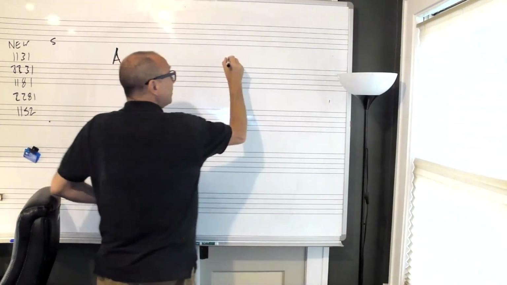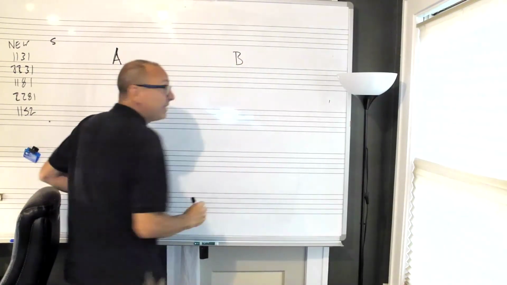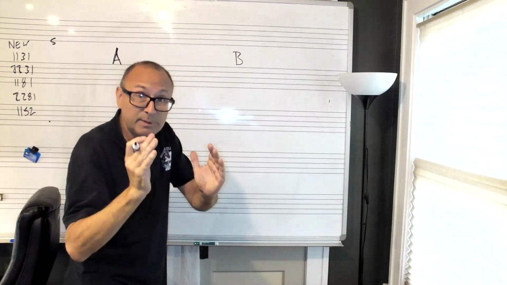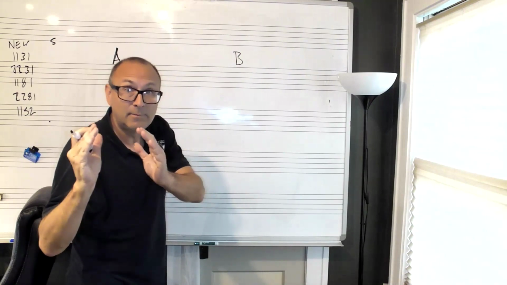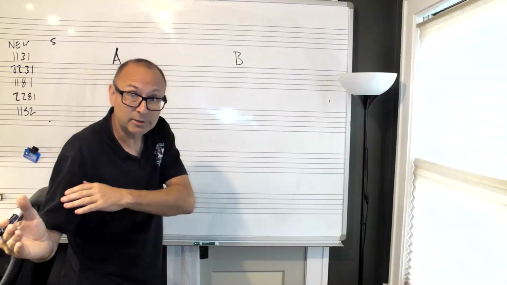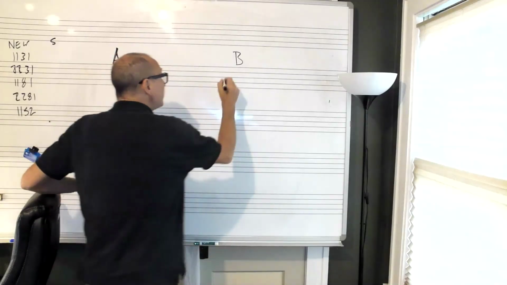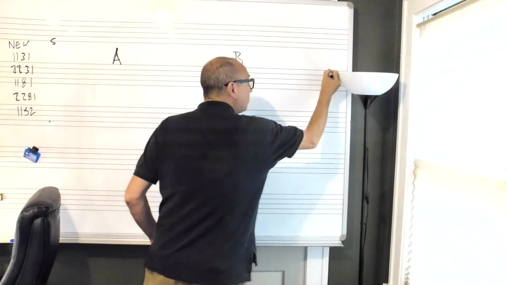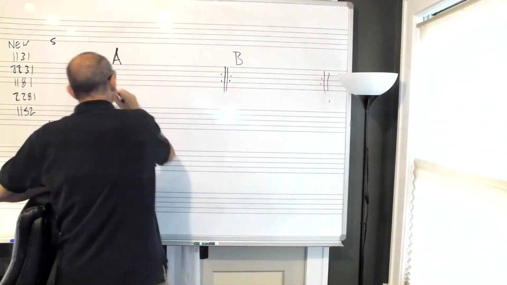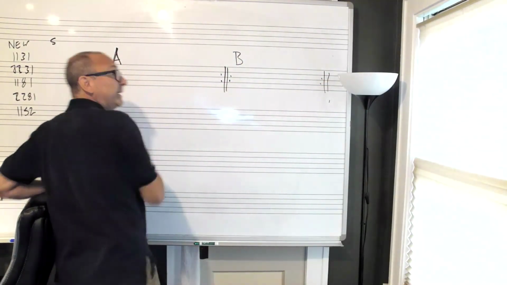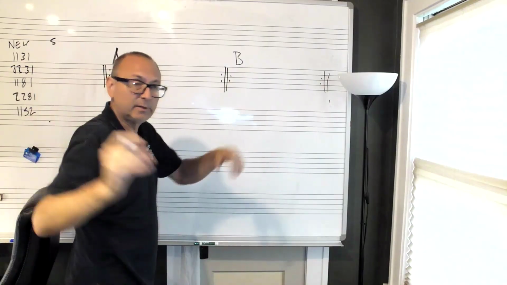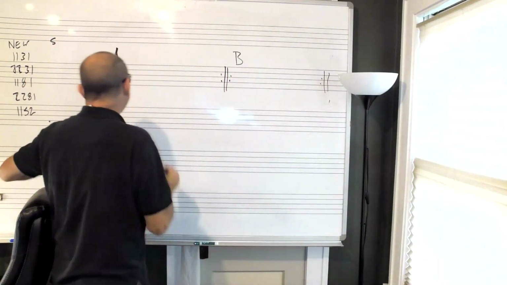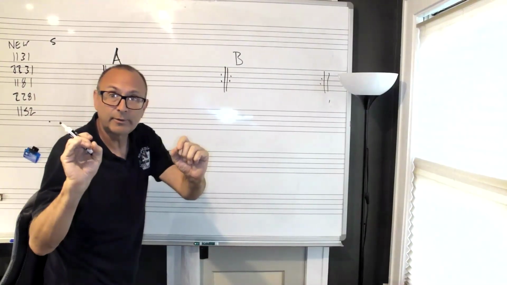So again, I'm going to start with A and B. But then what they're going to expect you to do is understand the language. Exposition, development, recapitulation. So once again, I'm going to mark in those repeat signs because that keeps me organized. It gives me a frame to fill in. Okay, now we've got the big picture laid out. Next, we've got to fill in the details.